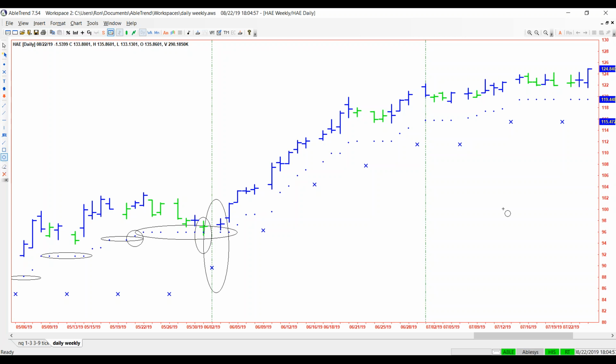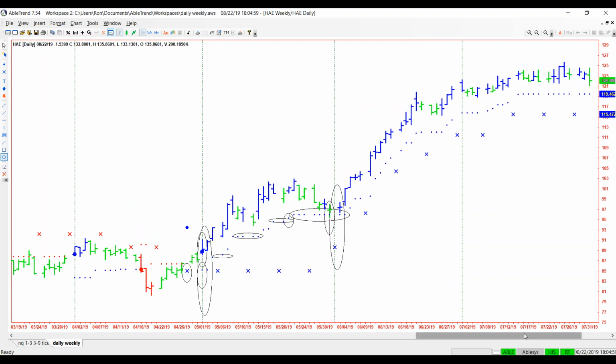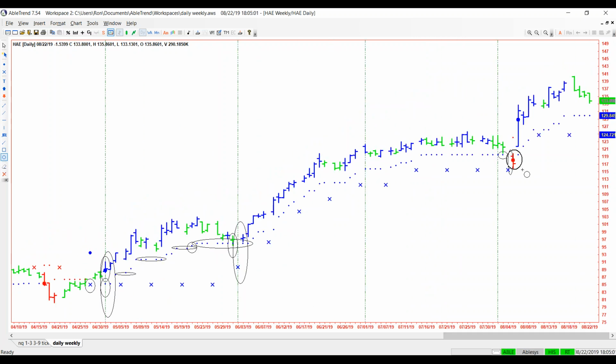So we bought in at 88 and didn't get out of this one until the red bar and the red dot stopped us out right there at 119. That's a $20 per share winner. And it never said to get out until we hit 119. Not one time did it ever even hint at suggesting to exit the trade.